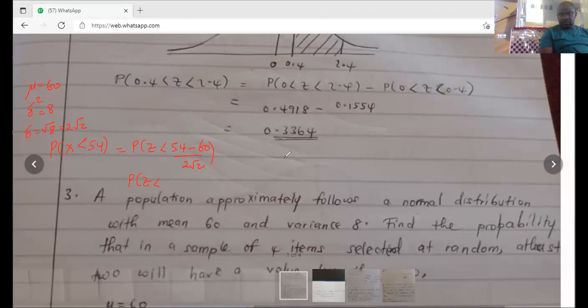Excuse me, teacher. Where have you got 54? It's less than 54. At least two will have a value less than 54. Are you in the WhatsApp group? If you're in the WhatsApp group, read the question to the end.